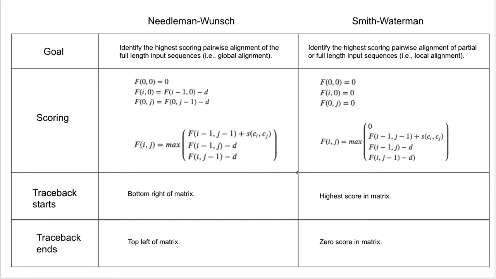There are two minor differences in traceback as well. With Needleman-Wunsch, recall that we started tracing back at the bottom right of the matrix, and we finished tracing back when we got to the top left of the matrix. This ensured that we were transcribing amino acids from both of the sequences from beginning to end. In Smith-Waterman alignment, we do this a little bit differently. The traceback starts where we have the highest score in the matrix, and that may not necessarily be the bottom right cell. Traceback ends when we encounter a zero score in the matrix, not necessarily when we get to the top left of the matrix. Following this algorithm guarantees that we will have the highest scoring subalignment from a pair of sequences.